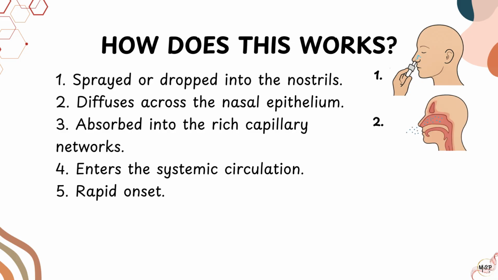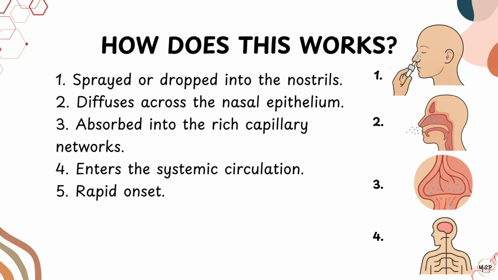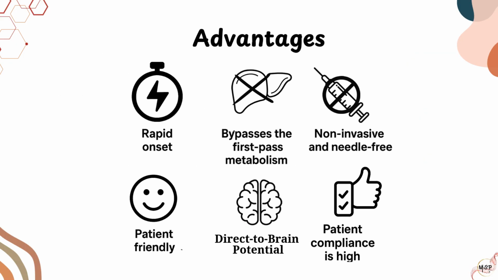It then diffuses across the nasal epithelium, that thin, permeable membrane. Next, it's absorbed into the rich capillary networks right in the mucosa. And finally, it swiftly enters the systemic circulation, or, as we mentioned, takes that direct detour into the central nervous system. This rapid absorption makes nasal delivery an outstanding option for treatments needing rapid onset or those specifically targeting the brain. Now let's look at the advantages and disadvantages of the nasal route of drug administration.